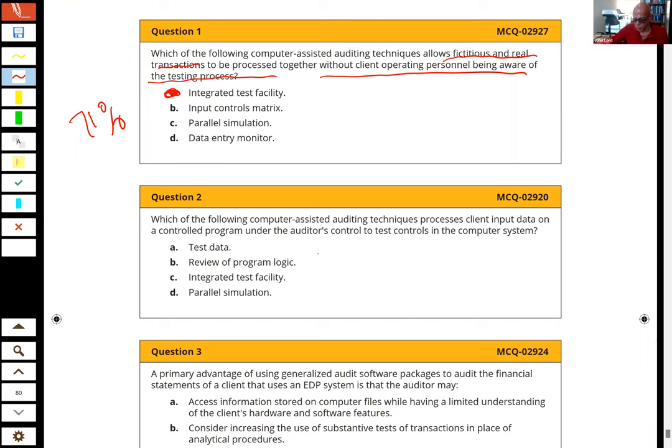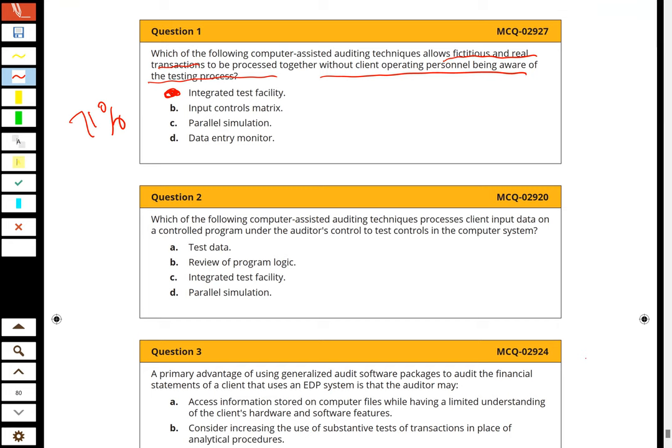And I forgot to share the results with you, but 71% of us got that right. A couple of us wanted C, parallel simulation. No, that's going to be what? That's going to be the client data on the auditor system. I don't know why anyone would pick D, because we did not talk about anything that sounded like D. Does anyone want to explain why they thought D was correct?